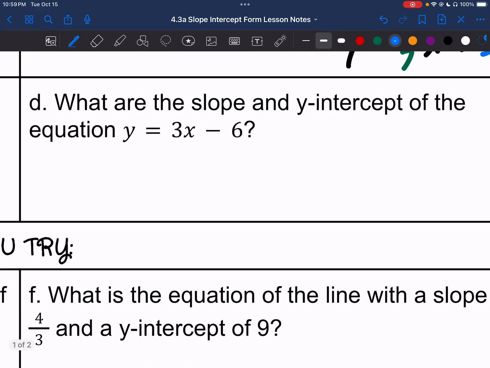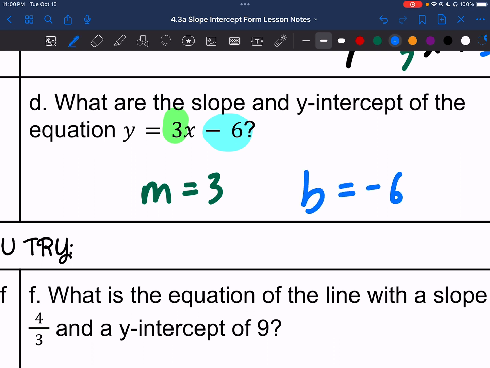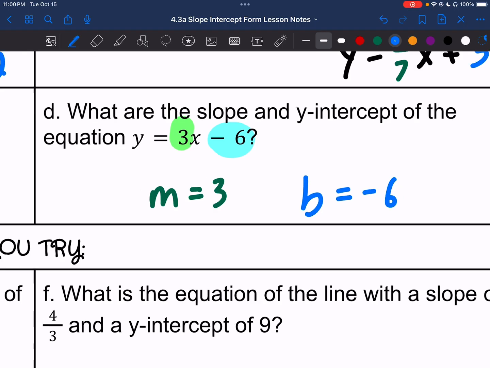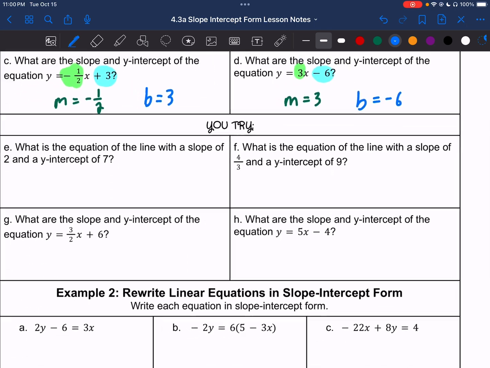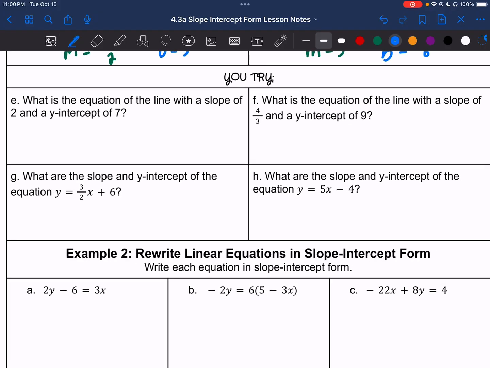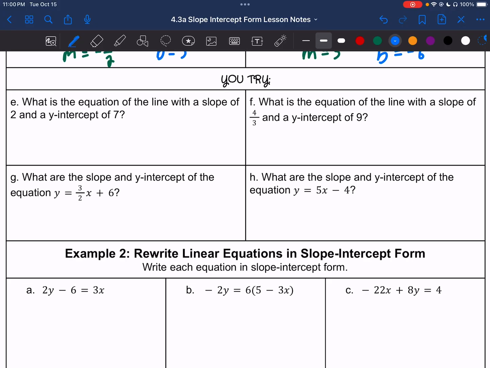Letter D, what are the slope and y-intercept of this given equation? My slope is what's attached to the x. My y-intercept is the constant that's being added or subtracted at the end. And so my slope, m, is equal to 3, and my b value is equal to -6. All right, now there are 4 you try it problems that I would like you to do on your own, and then we'll go over them as a group.